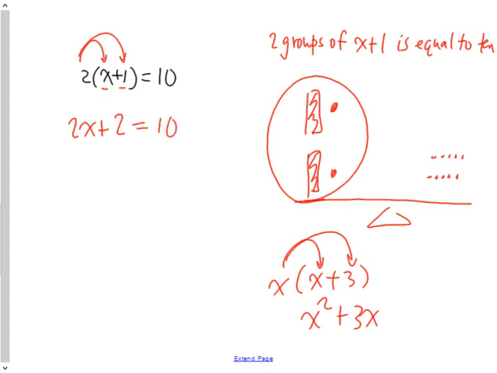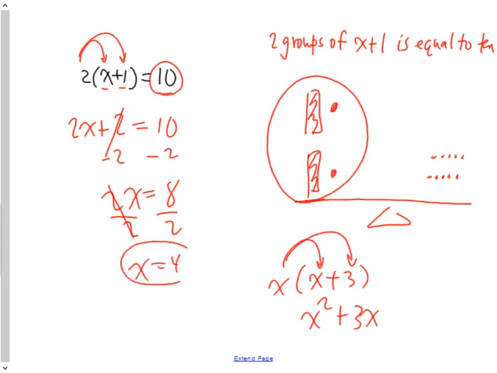Now what's important to realize is that this 10 here is not doubled. It's not multiply everything in your equation by 2. It's only multiply whatever's in the brackets by 2. And once you have that, you can subtract your 2 from both sides, giving you 2x equals 8. Divide both sides by 2, and x will equal 4.